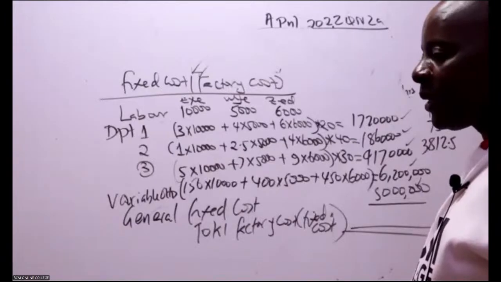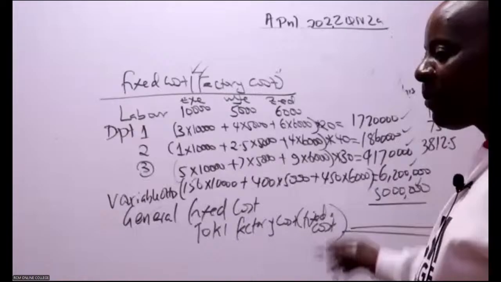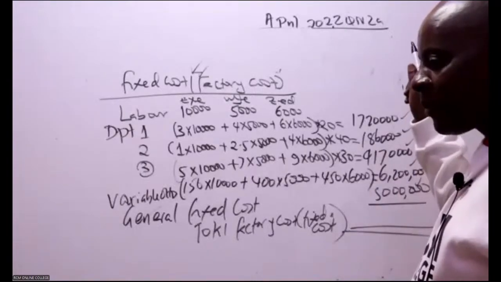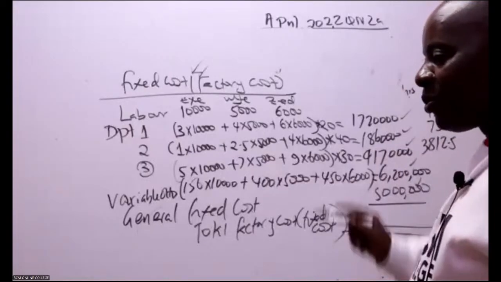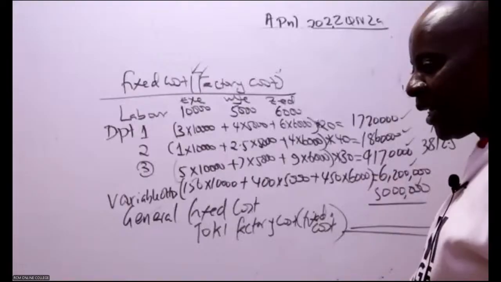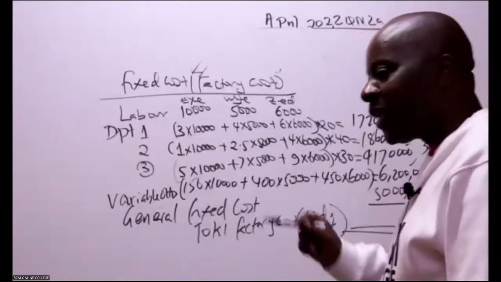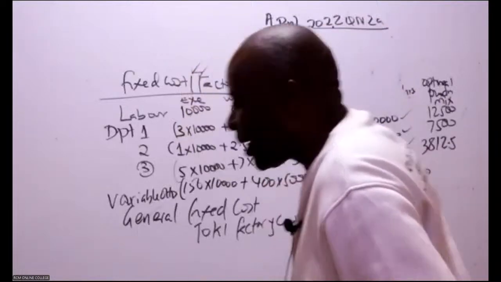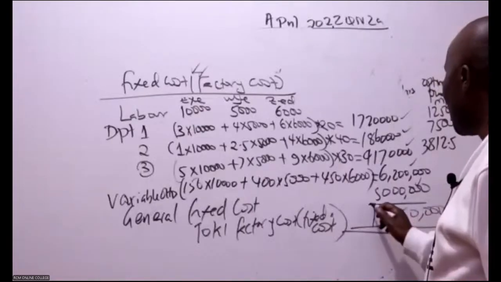Are we not taking materials? Peter, you haven't yet understood this concept. Do you remember materials? We subtracted materials somewhere when we were getting throughput, Peter. Throughput CM, we said it is price minus materials. That one must have escaped you. Yes, when we were getting throughput. 18,950,000. Thank you very much. So materials have already been accounted for.